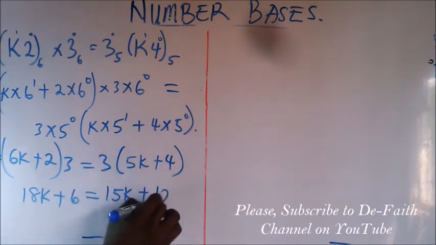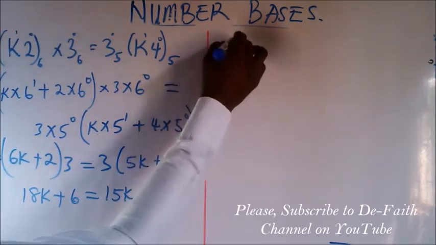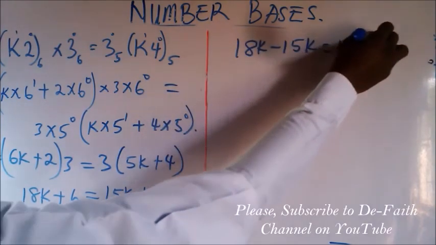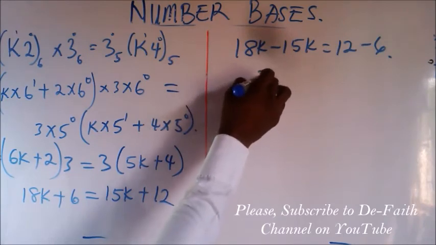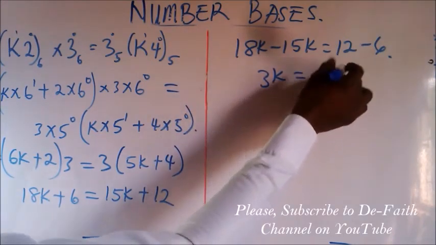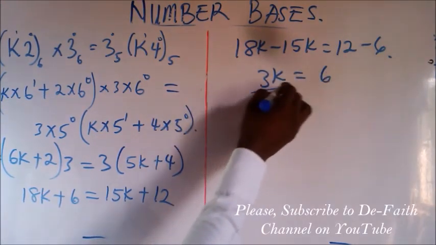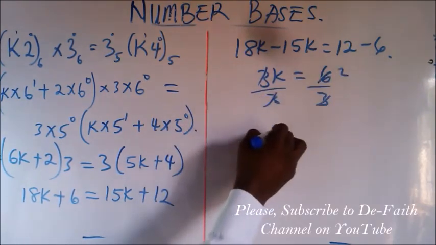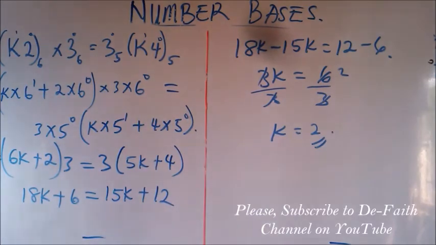3 times 4 is 12. We collect like terms, so we shall have 18k minus 15k equal to 12 minus 6. And we are left with 3k equal to 12 minus 6. That gives 6. We divide both sides by 3. And so we shall have k equal to 2.